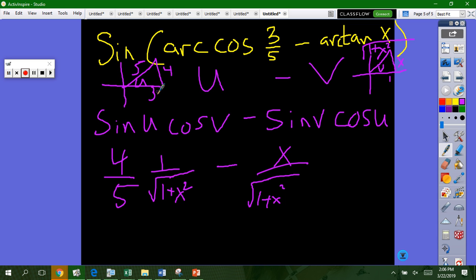Cosine of u, 3/5. Because it's addition, I have to add before I take the square root. If that was multiplication, I could, but because of that addition, that's the reason. So this becomes 4 over 5 square root of 1 plus x squared. And normally I like to go ahead and rationalize, but we're not today because of time issues.